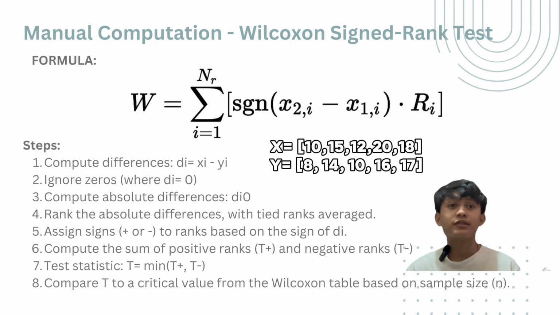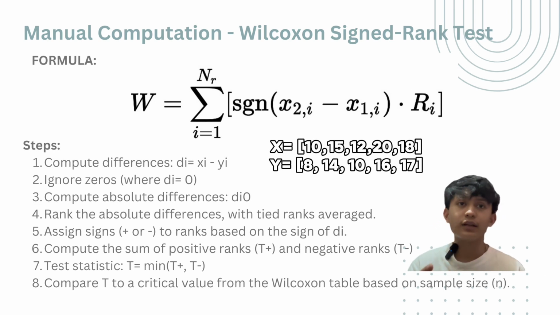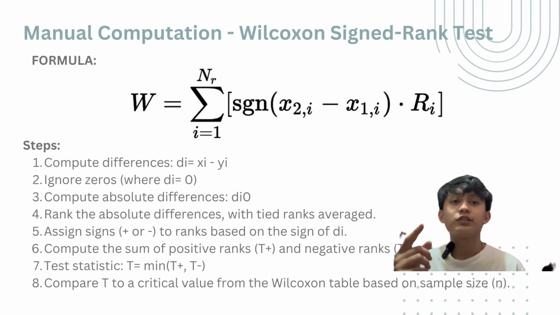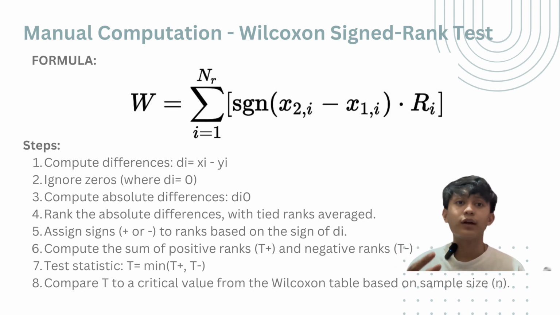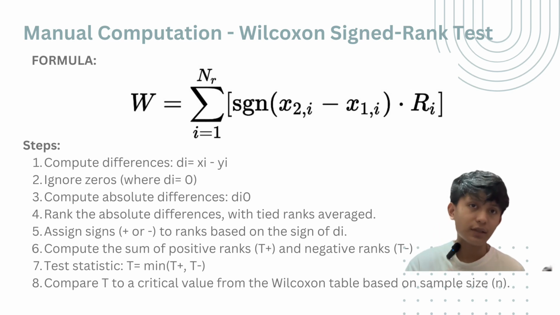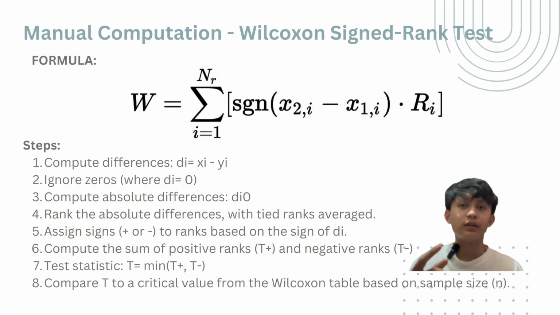To compute the test statistic, calculate the differences di equals xi minus yi. Ignore any differences of 0. Take the absolute value of the differences and then rank them. If ties exist, assign average ranks, then reapply the original signs of di to the ranks, and then compute the sum of positive ranks, which is T positive, and the sum of negative ranks, T negative. The test statistic T is the smaller of T positive and T negative.